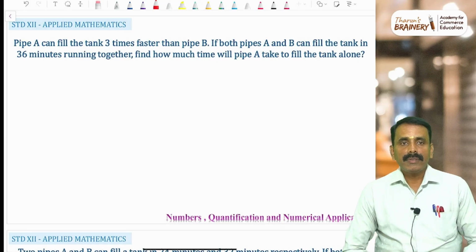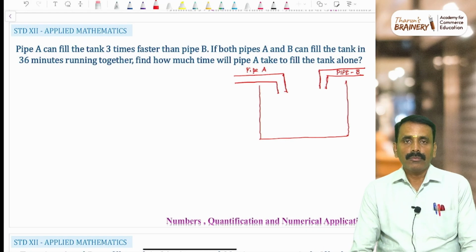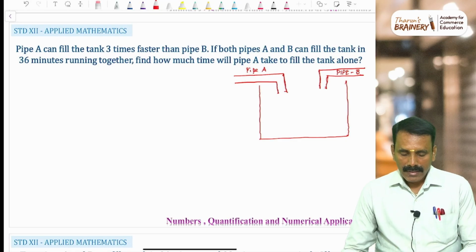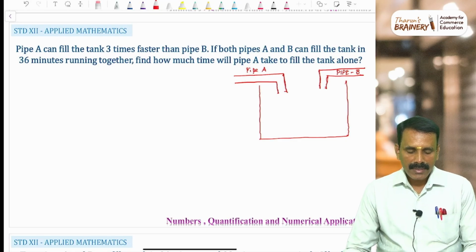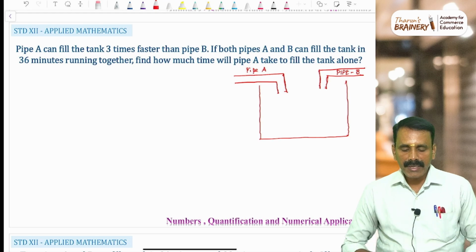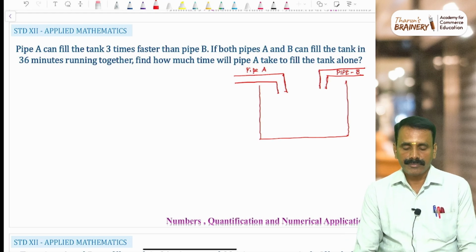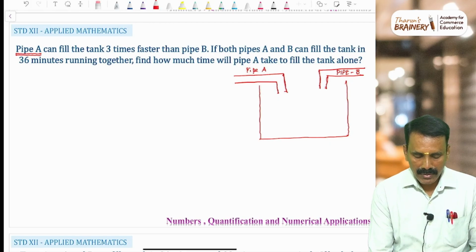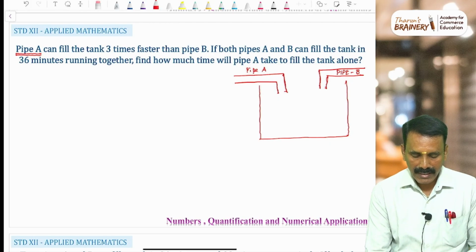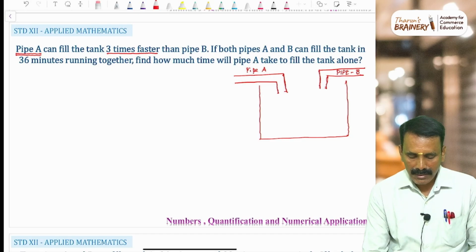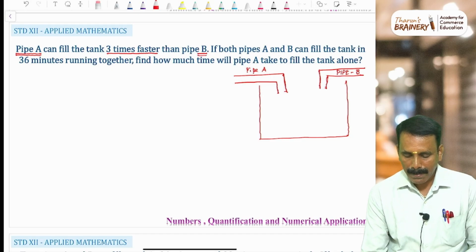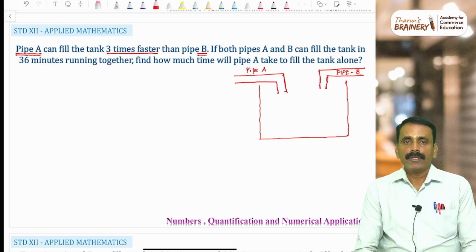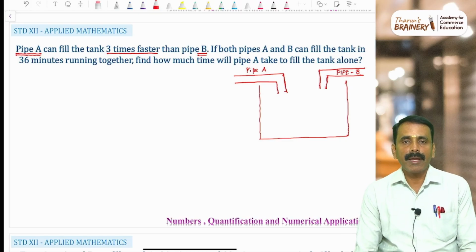In the previous problem, type now. See in this question, pipe A can fill the tank 3 times faster than pipe B. So how much time it takes is not given to us, but pipe A can fill the tank 3 times faster than pipe B. So usually the students will think that if pipe B takes 10 minutes, pipe A takes 30 minutes. It is wrong actually.